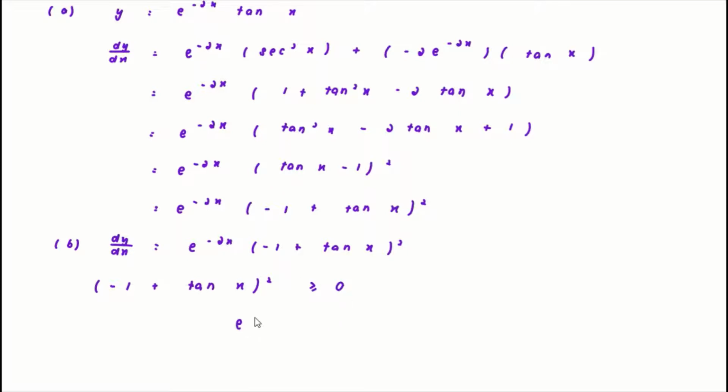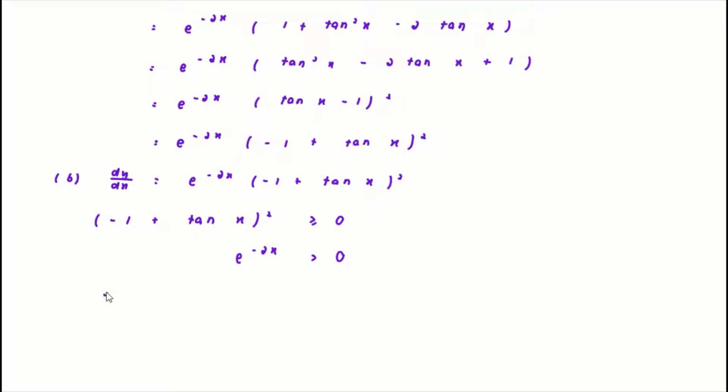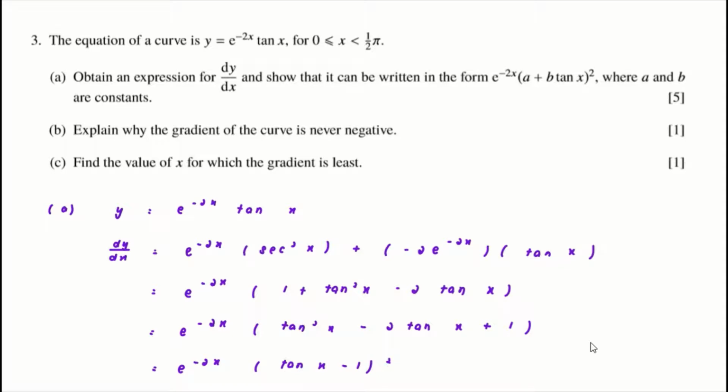And then e to the negative 2x is going to be a number that is greater than 0. It will never be 0, but it will certainly be positive. This is an exponential function, right? Then when you multiply them together, e to the negative 2x and then negative 1 plus tan x, squared, this will certainly be greater than or equal to 0. So dy/dx will be greater than or equal to 0, so that's why it's never negative. That's how you can answer why the gradient of the graph is never negative.